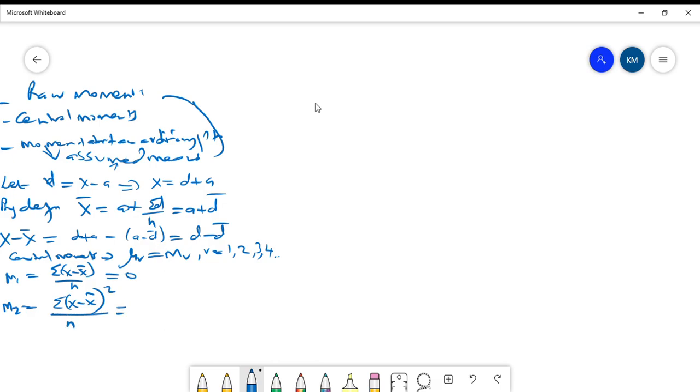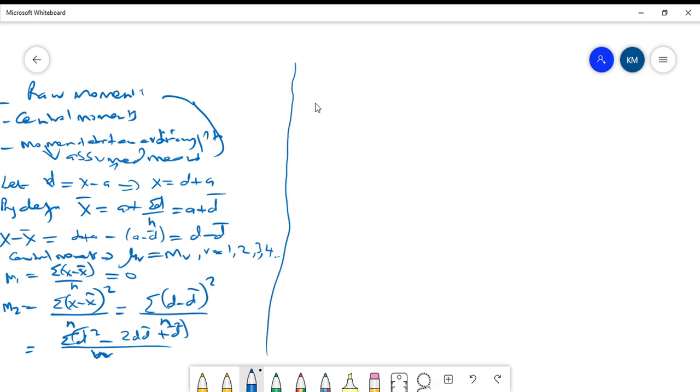We can substitute our x minus x bar in terms of the deviations, so this is equivalent to summation d minus d bar, squared, divided by n. Basically we can expand this. Using the quadratic identity, you will get summation d squared minus 2 d d bar plus d bar squared, and all this you are dividing by n. Now you distribute the summation sign, open up the brackets, and make sure you divide each of the terms by n.